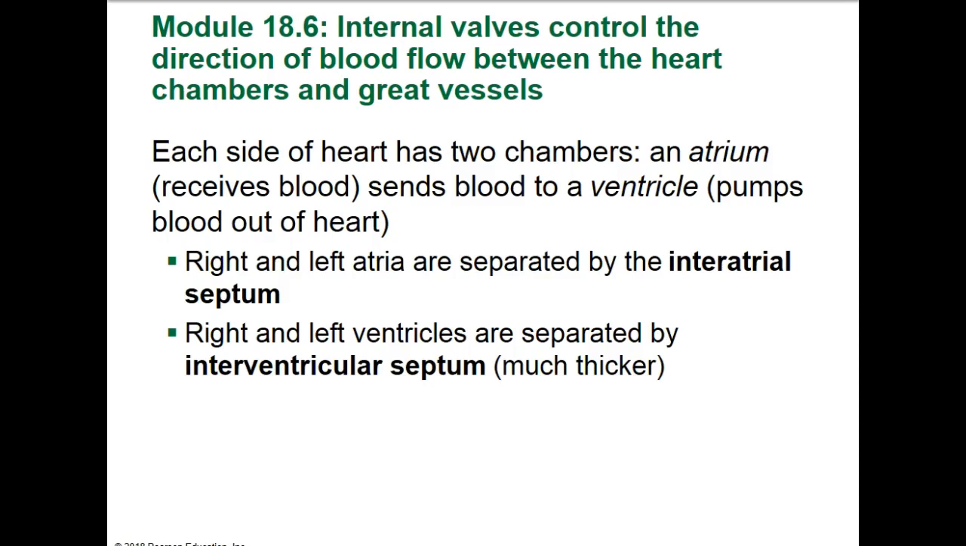Let's talk about some of the valves controlling blood flow between the heart chambers and the great vessels now. So we're moving out of coronary circulation. Each side of the heart has two chambers, as you know, an atrium that receives blood, and then we send blood to the ventricles, and that pumps blood out of the heart. The right and left atria are separated by the interatrial septum. The right and left ventricles are separated by the interventricular septum, much thicker, though, than the interatrial septum.